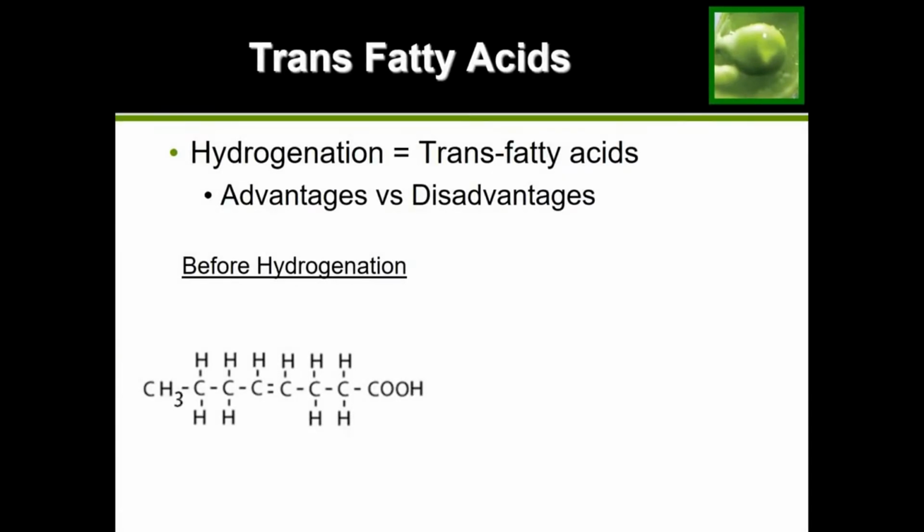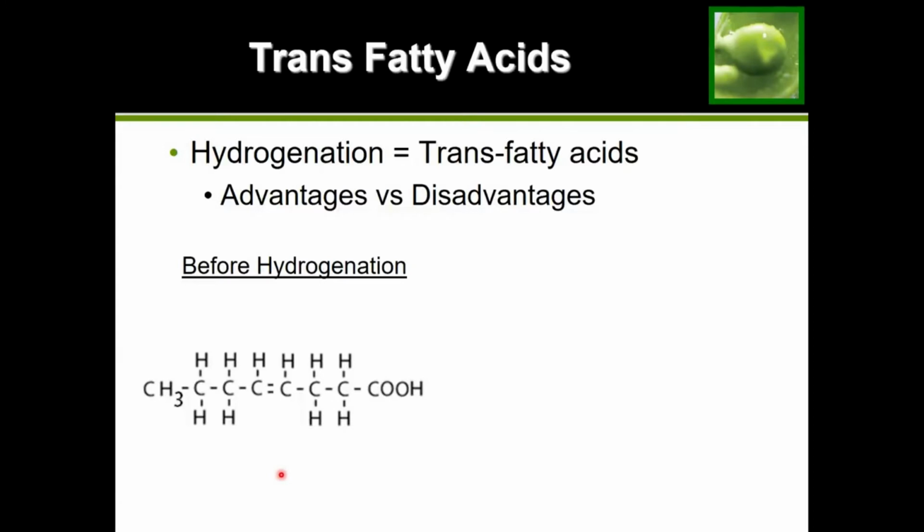Now, the last type of fatty acid that we're going to discuss is the trans fatty acids. Trans fats are technically a type of unsaturated fats, so we're going to take a look at the unsaturated fat and see how it will technically become a trans fat instead. So over here we have our unsaturated fat. Remember, unsaturated means it's missing some hydrogens and it has a double bond.